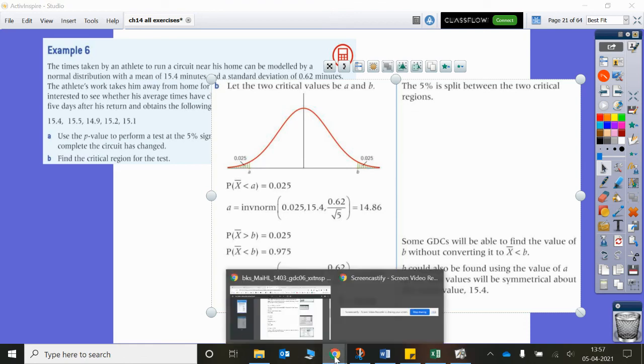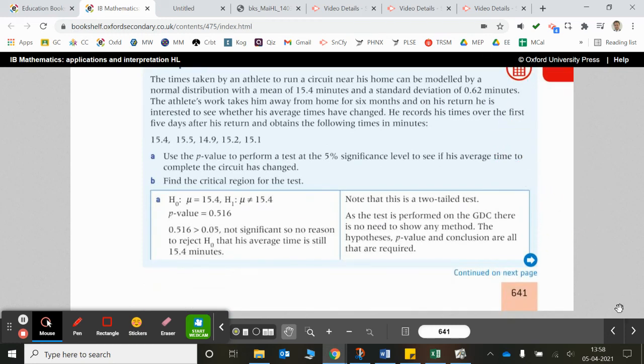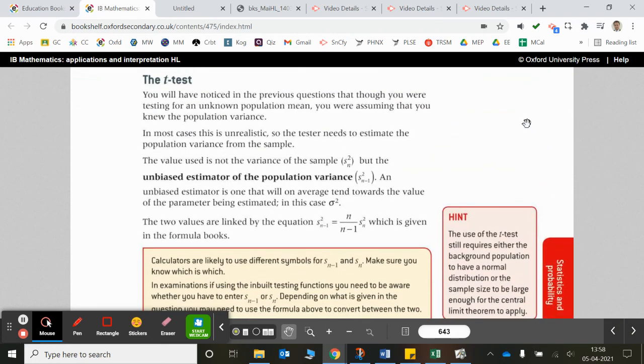Okay, guys, I've talked myself out on that one. Thanks for bearing with. And we've got 14E to get on with next. And beyond 14E, you have the t-test. So the t-test is going to require you to make an unbiased estimator for the population variance. Okay, right, thanks for listening.